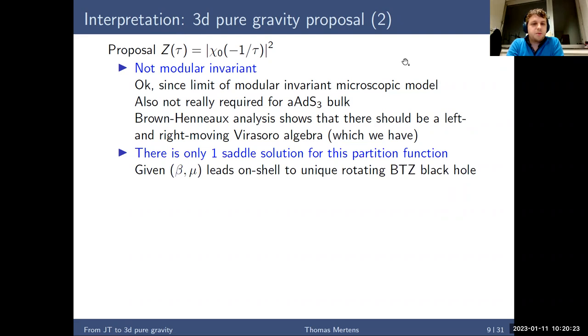A second property of trying to view this thing as a 3D gravity proposal. All right. Can I pause for just a second there? Sorry to interrupt. Thanks for the presentation so far.